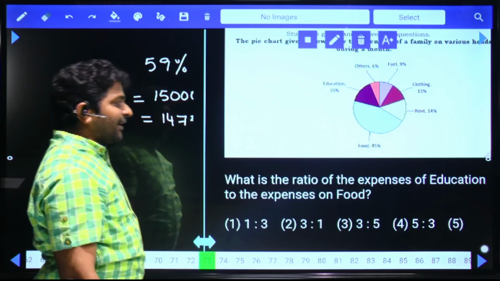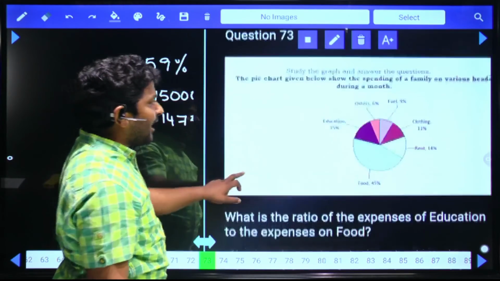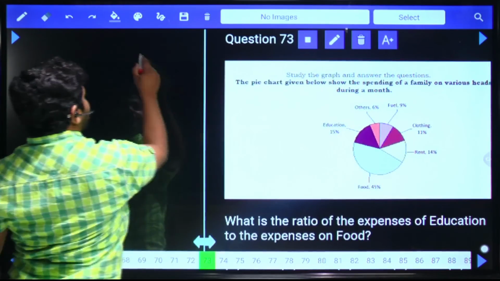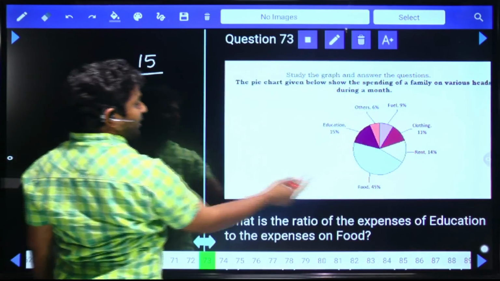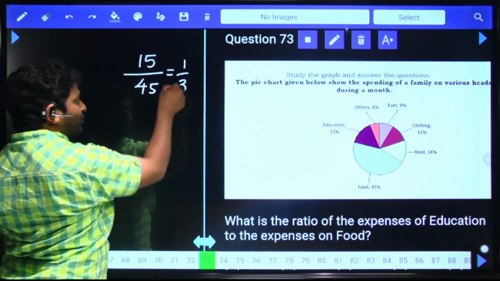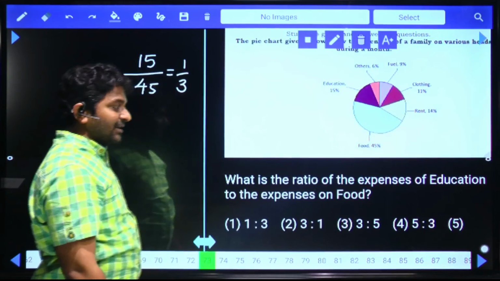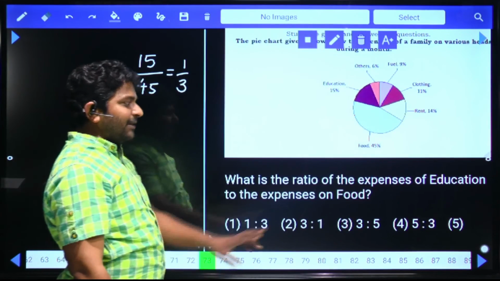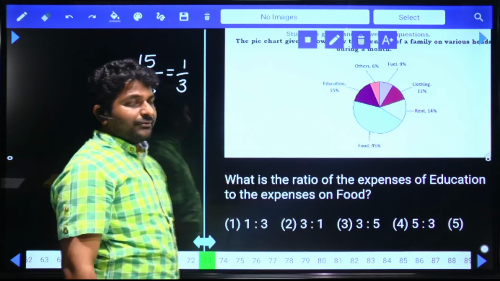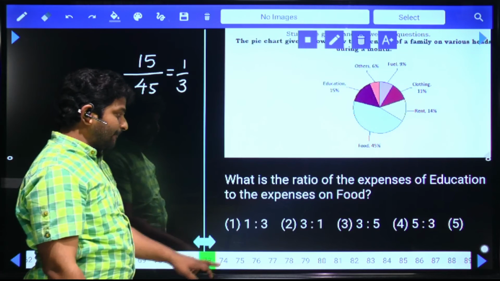What is the ratio of expenses on education to expenses on food? Education and food. Education is 15% and food is 45%. 15 by 45 is equal to 1 by 3. 1 by 3 in the sense ratio 1 is to 3. First option is the answer. When it is about ratio, order is very important. First education expenses and then food. Education 15%, food is 45%.